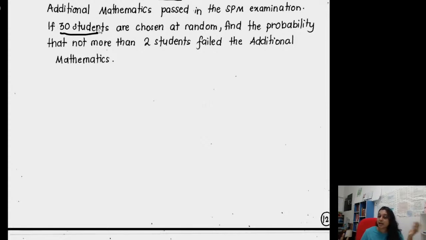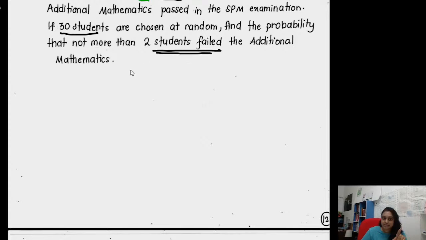Dipilih for what? This is because they want to do the experiment, right? So they choose 30 students to do the experiment. Find the probability, cari kebarangkalian, not more than 2 students fail, tak lebih daripada 2 pelajar gagal at maths. Follow me carefully.